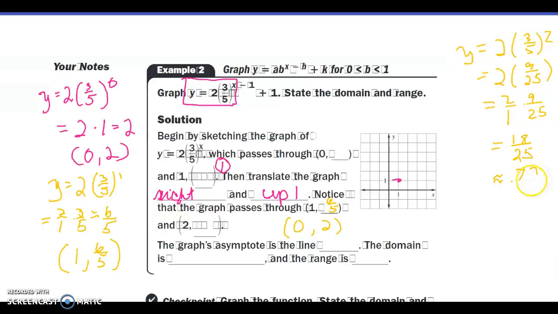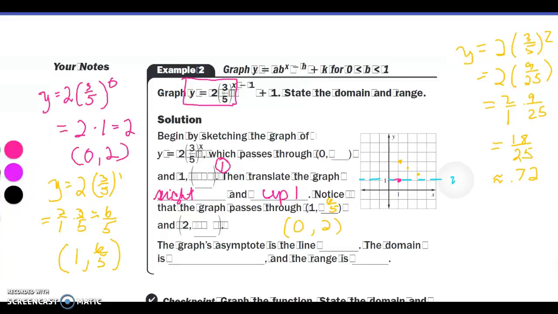That's at about 0.72. So I'm going to start at my new origin, as we call it. I'm going to plot points from there. (0, 2) is just up 2. 6/5 over 1. Well, 6/5 is a little bit more than up 1, so I'm going to put it about there. And then 2, I'm going to go over 2 and up 0.72. We'll put that about there. I'm going to draw my asymptote, which I remember always goes through our false origin, as we call it.